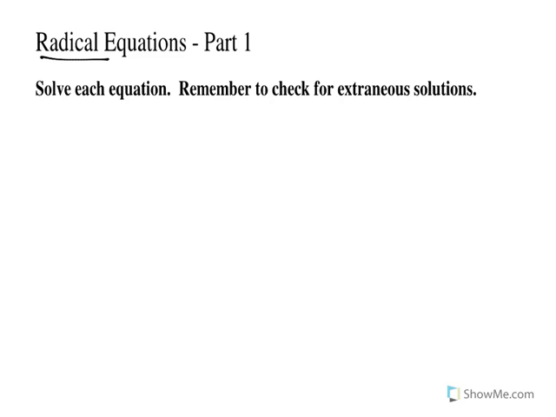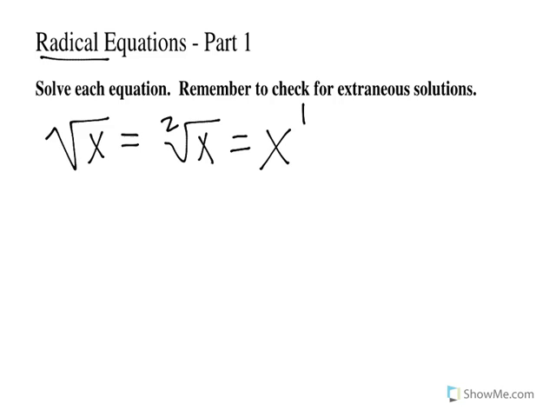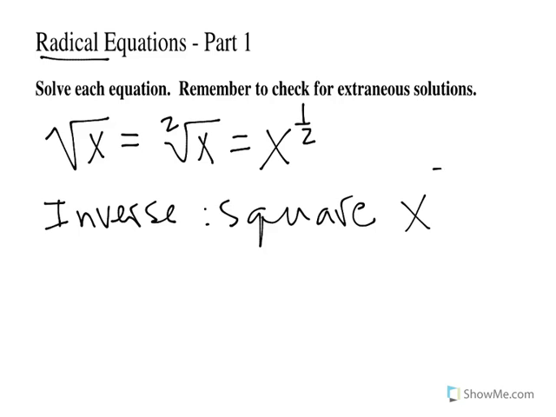A radical is a square root, right? So we get the square root of x. There's a 2 there that we don't see, or we can write it in terms of an exponent, so x to the 1/2 power. And the inverse of a radical is the square, so x to the 2nd power.